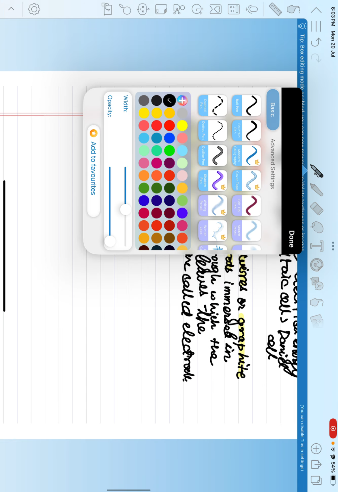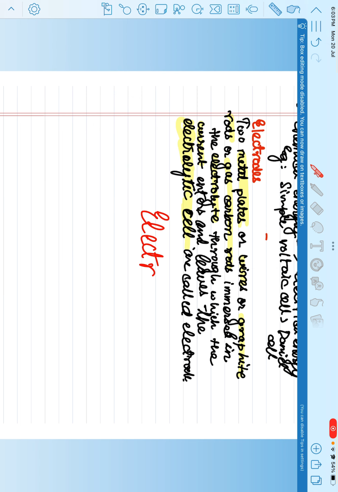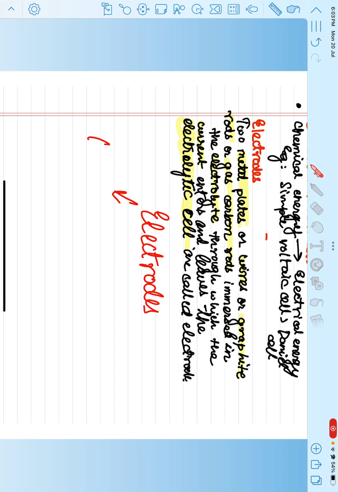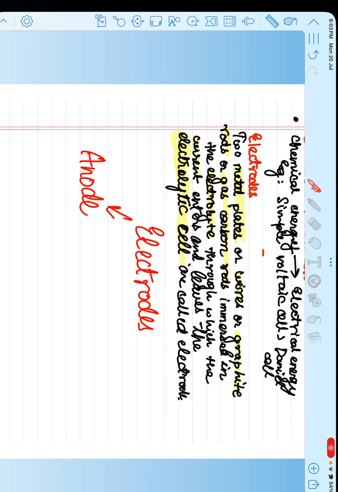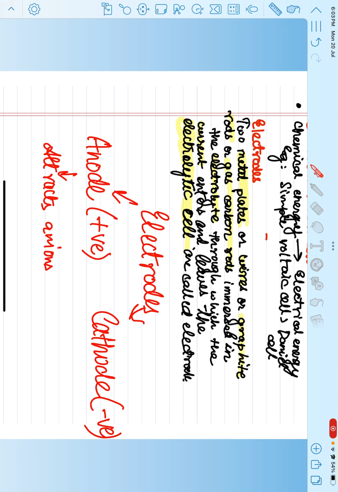Now, there are two kinds of electrodes. What are the two kinds of electrodes? One is anode. Anode is the positively charged electrode. It attracts anions. Anions are negative, right? Anode is positive, so obviously positive attracts negative. And we have the cathode. That is negatively charged and attracts cations, which are basically positively charged. Positive gets attracted to negative, right?